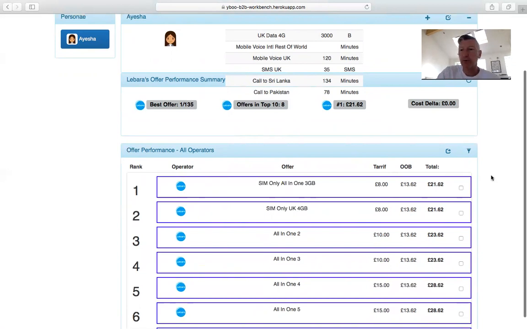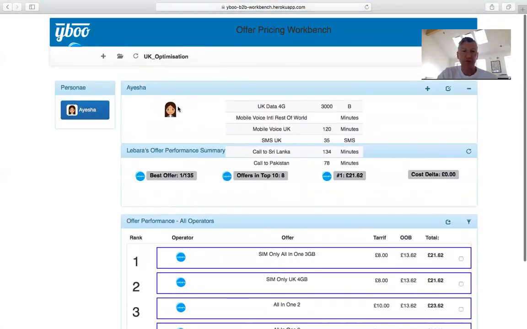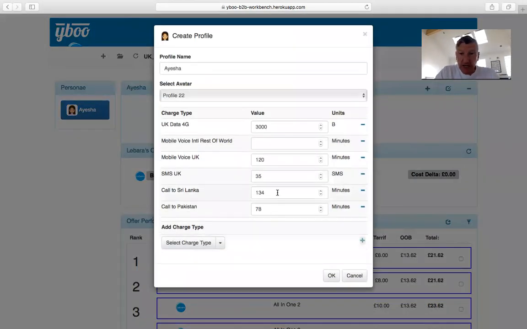But the power of Waibu is that you can target individual personas by changing their usage profile and seeing where you appear in the list of results. And it doesn't actually have to be all around international calling. I'm going to do some slight editing on the fly here, and I'm going to see what happens if this user doesn't actually make any international calls, if all the calls and the activity is very, very much UK focused.